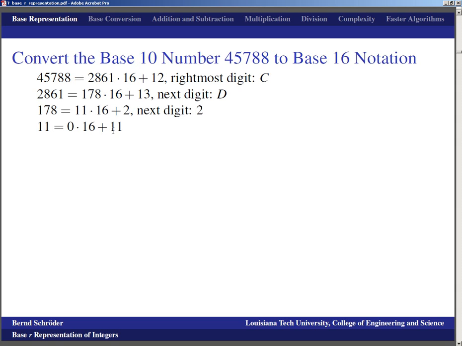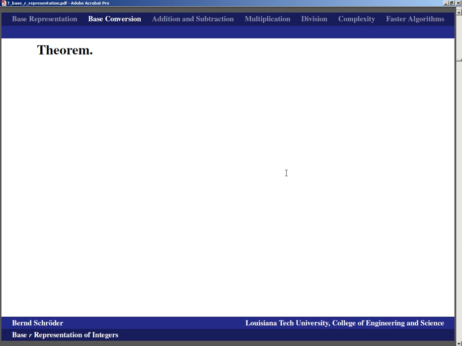And 11 is 0 times 16 plus 11, so the next digit is a B. And that means that the base 16 conversion of this number is B2DC, like it's written here. And that would be 11 times 16 cubed plus 2 times 16 squared plus 13 times 16 plus 12, which you can work out to be really 45,788. Okay, so how does that work in general?